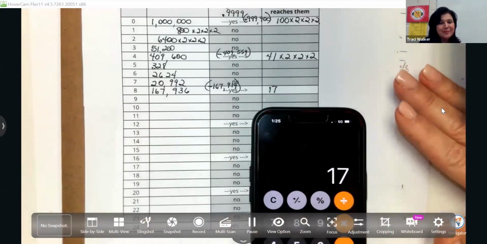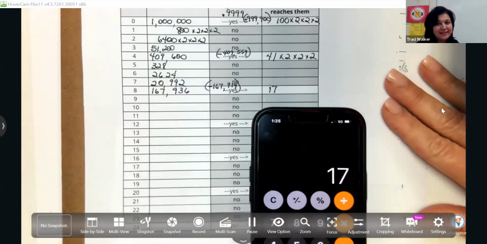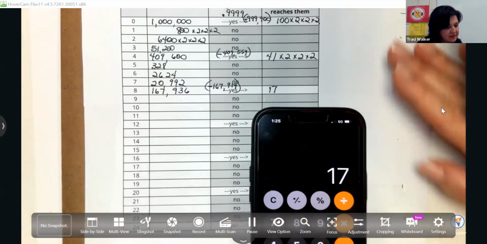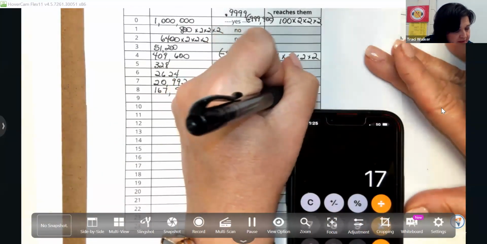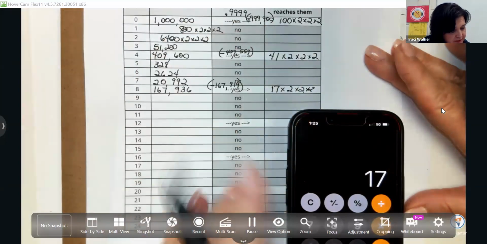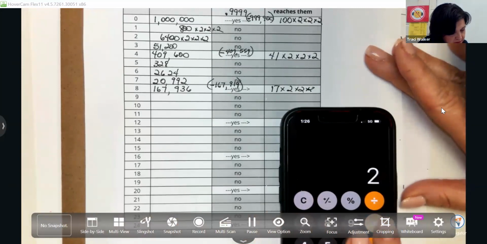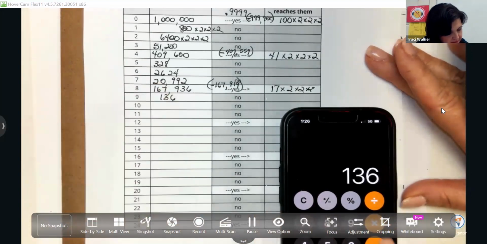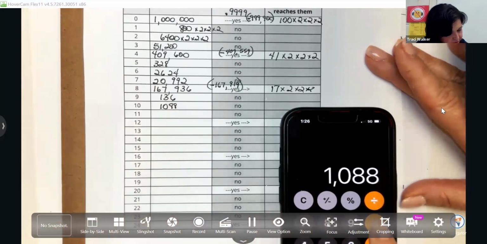Okay, and this is the time when people are really tempted to not keep taking their antibiotics. And you'll see why when we get to that point. So now we only have 17. So those 17 are going to start reproducing. So 17 times 2 times 2 times 2. So in 9 hours, I have 136 times 2 times 2 times 2. In 10 hours, I have 1,088.